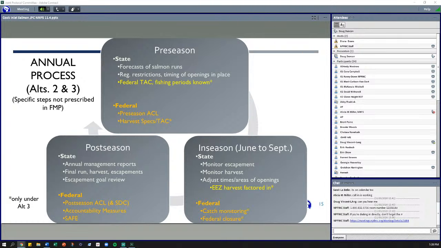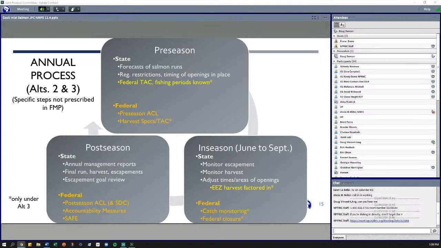Pre-season under alternative 2, delegated management, there's not a lot that would change except for the setting of the pre-season ACL through the council process. And again, under alternative 2, this is not binding, however, would provide information to set annual management measures off of.